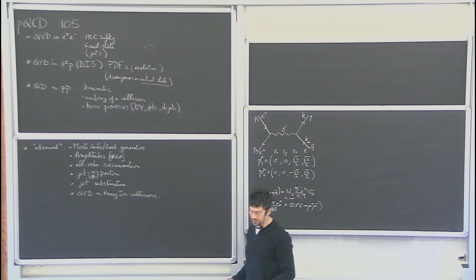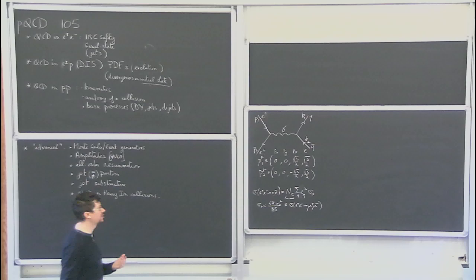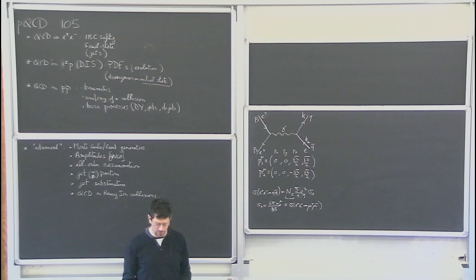So this is something that was actually used. You may have seen plots of the ratio of sigma e plus e minus going to hadrons, in this case the full beast, divided by this cross-section. And you obviously do expect to see thresholds in this cross-section as you cross flavor channels, where more and more of the final state quarks contribute to this sum. Is there anything I've forgotten here? I don't think so. Any questions so far?